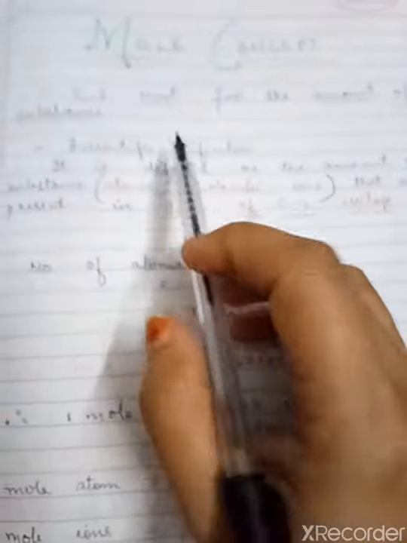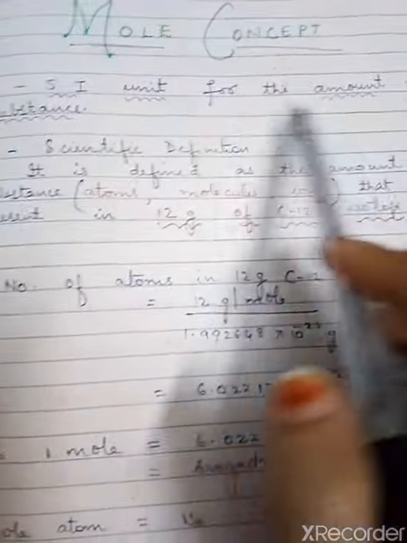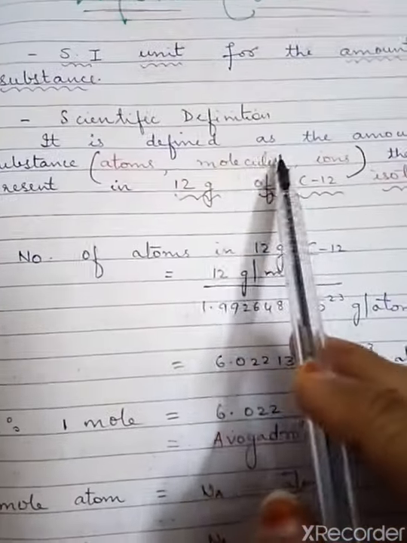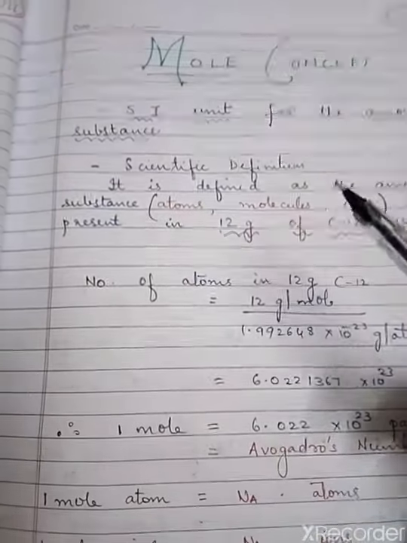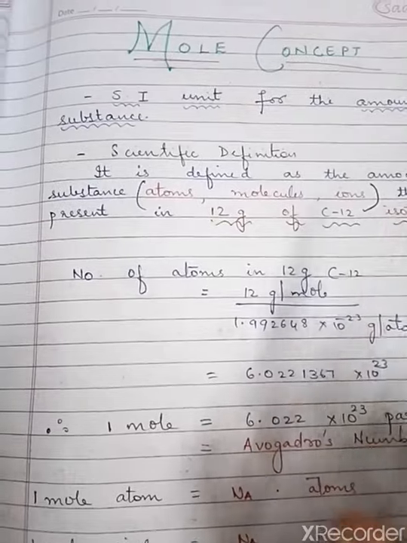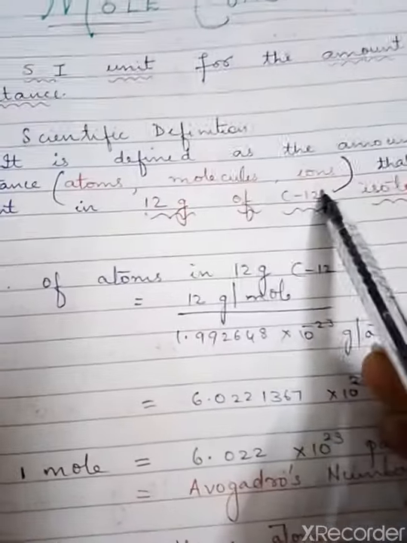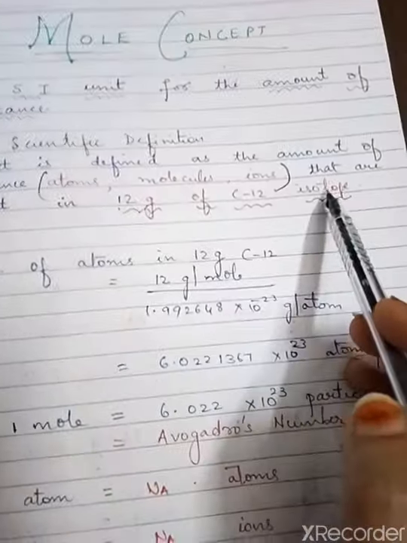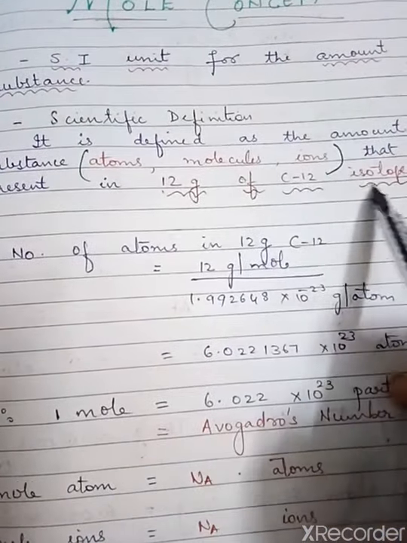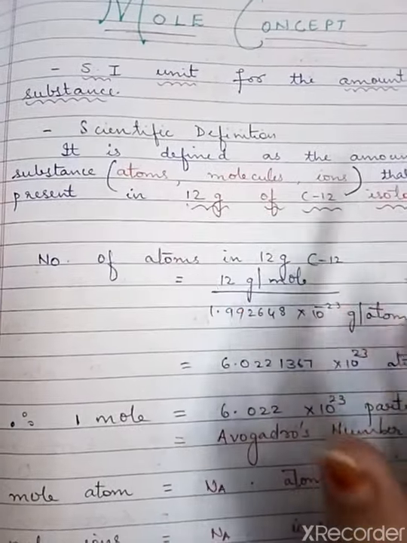Now coming to the exact scientific terminology for mole. Mole is the SI unit for the amount of substance, and it is defined as the amount of particles or the amount of entities. What are the particles or entities indicated? These indicate atoms or molecules or ions. So it is defined as that amount of substance that is present in 12 gram of carbon 12 isotope. So in 12 gram of carbon 12 isotope, how many particles are present?